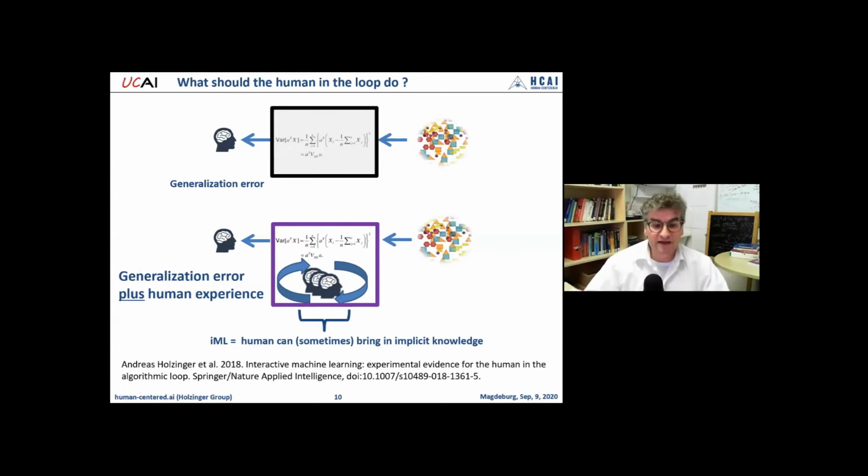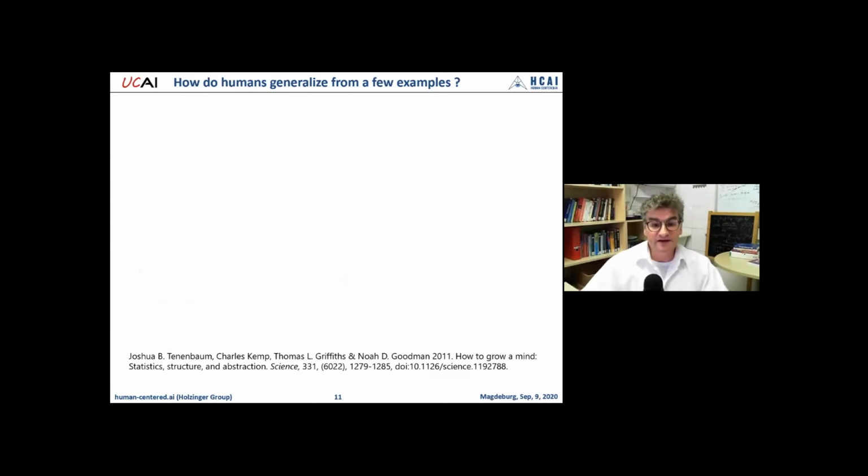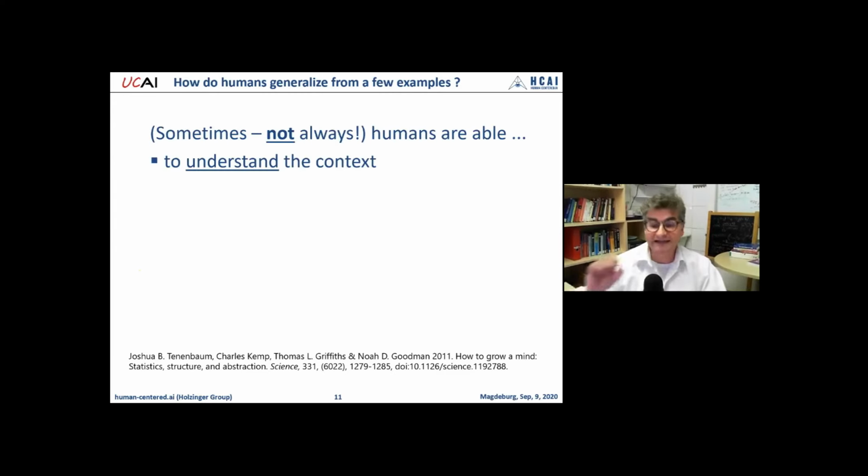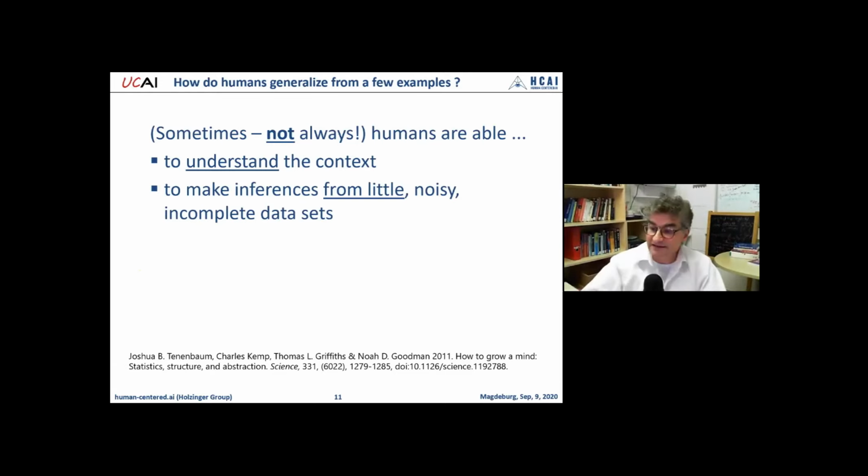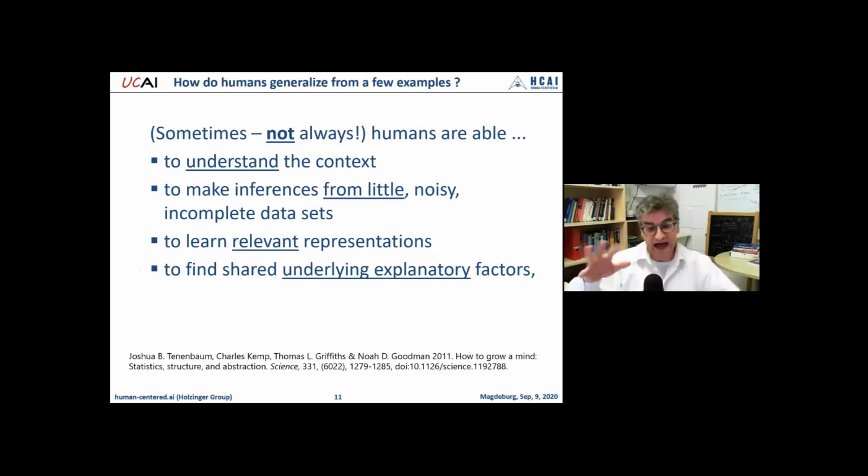This goes back to the idea of making use of both system 1 and system 2, as Tversky and Kahneman said. So why are people considered robust and able to generalize from a few examples? Sometimes, and not always, humans are able to understand the context. They can make inferences from little, from noisy, from incomplete data sets. They can learn to discriminate relevant, and I emphasize again relevant, this is a hard question, what is relevant, to learn relevant representations and to find the shared underlying explanatory factors across modalities. Remember, we always need this across modalities.